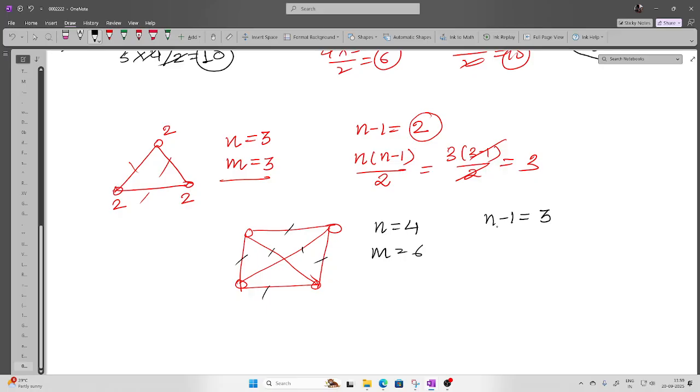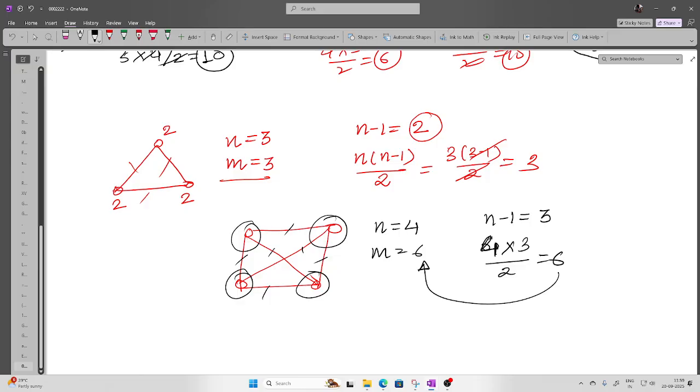And the number of edges should be n(n minus 1)/2, that is 4 into 4 minus 1, that is 3, divided by 2, and 6. And hence you can see the vertices are having 3 degree, 3 degree, 3 degree and 3 degree.